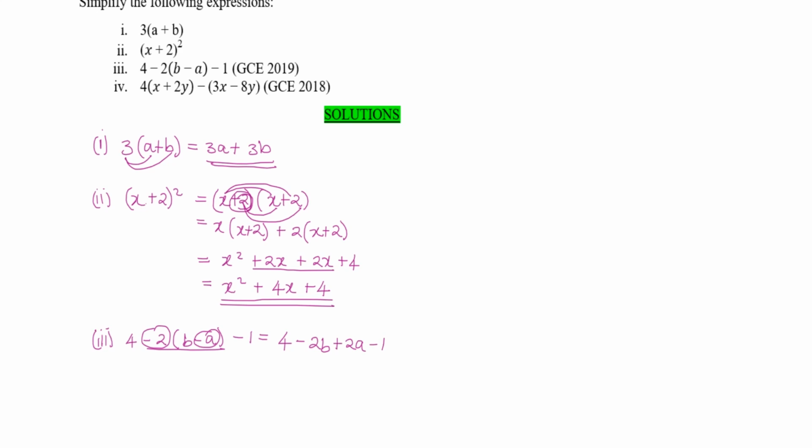minus 1. From there we can collect the like terms. 4 and minus 1, they are like terms, these two. So 4 minus 1 is a 3, minus 2b plus 2a. When we look at these, there are no like terms here, so we can end there. So this one is our answer.